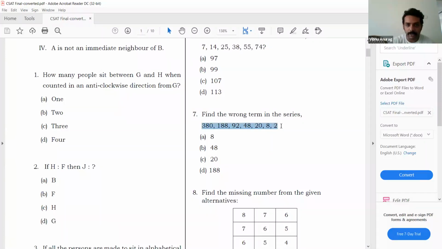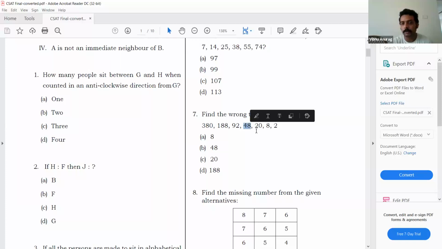Then question 7, you see this is not an arithmetic progression. Yeah, this looks like a geometric progression because numbers are roughly halving. So let's see what's happening here. 380 by 2 is 190. And 190 minus 2 is 188. Then 188 by 2 is 94 and 94 minus 2 is 92. So I got my pattern. I have to halve the number and subtract 2. So 92 by 2 is 46 and 46 minus 2 should be 44.